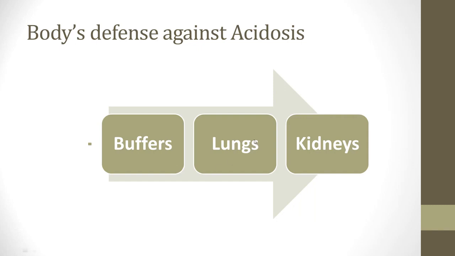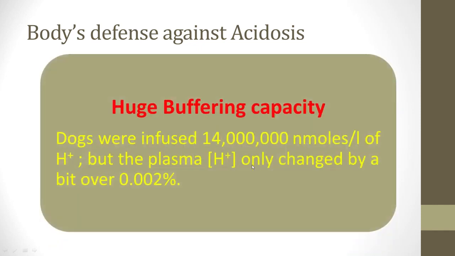These are the buffers called chemical buffers, and in conjunction with that are helped by the lungs and kidney in order to bring the homeostatic state. So what are the buffers? This was an experiment done on a dose. They were infused a huge amount of hydrogen ion, 1 crore 40 lakh almost in a mole per liter of hydrogen ion, but there was very little change in the plasma pH.